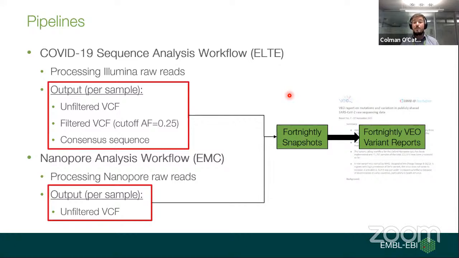The COVID sequence analysis workflow is purely for Illumina data, and that outputs 3 different data types, like I just talked about. The filtered VCF has a cutoff of, I guess it's referred to as allele frequencies in VCFs, but not really allele frequencies. But yeah, the fraction of the reads that need to call the variant needs to be at least 25%. And consensus sequences we are also producing based off those filtered VCFs. The nanopore analysis workflow at the moment only produces unfiltered VCFs due to problems trying to create universal cutoffs or filters in order to generate the other two data types.